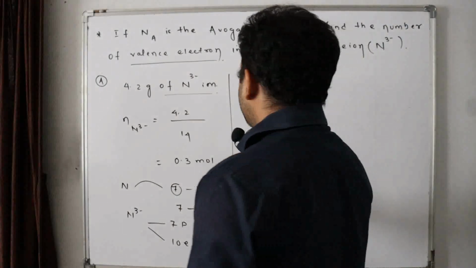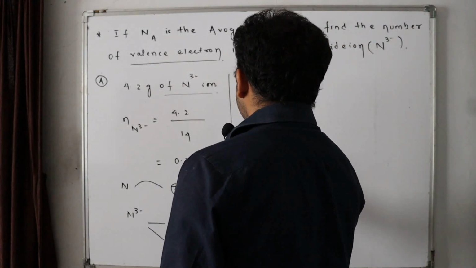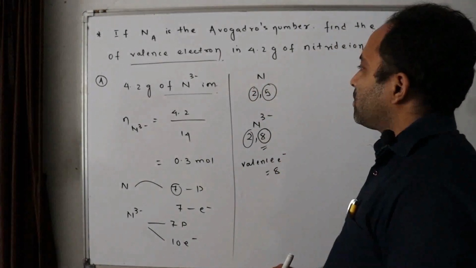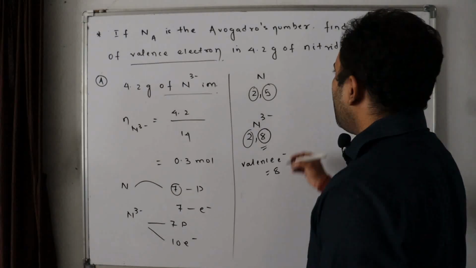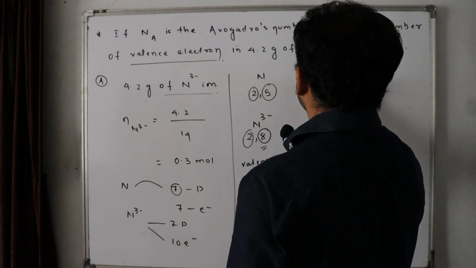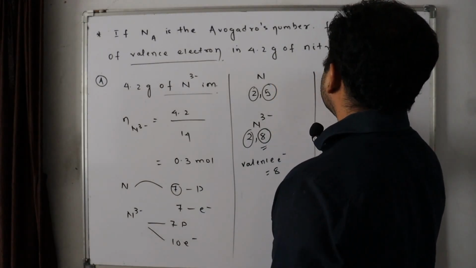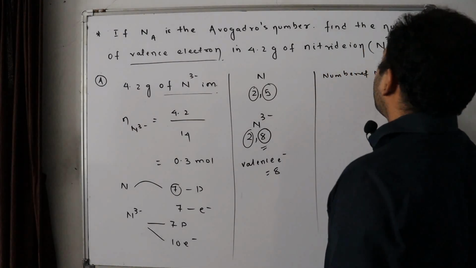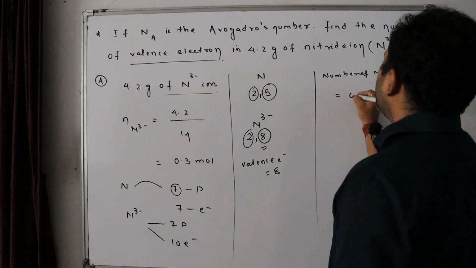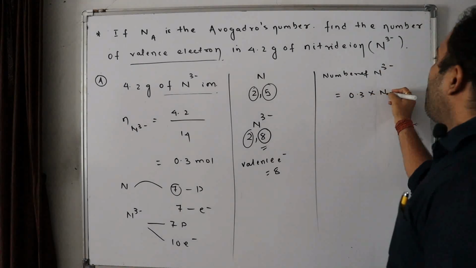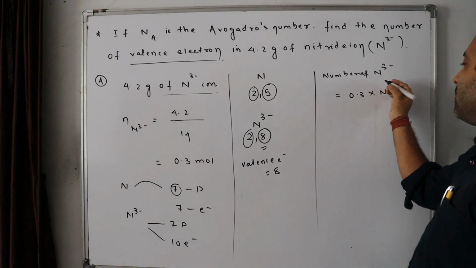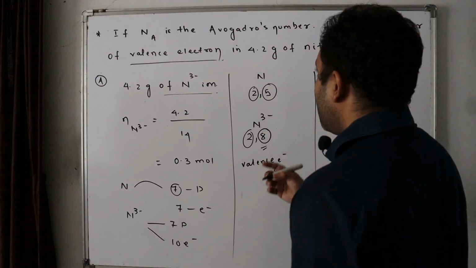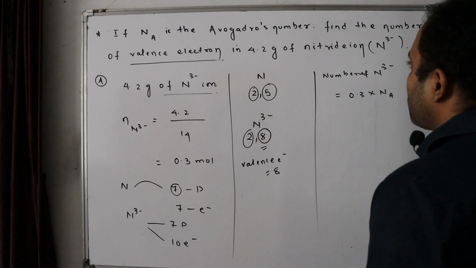Valence electron is how much? 8. Now come to the concept. 0.3 mole. 0.3 mole means how many molecules? So the number of N3 minus is 0.3 into Avogadro's number. This many N3 minus are there. And what is the question? How many valence electrons are there?